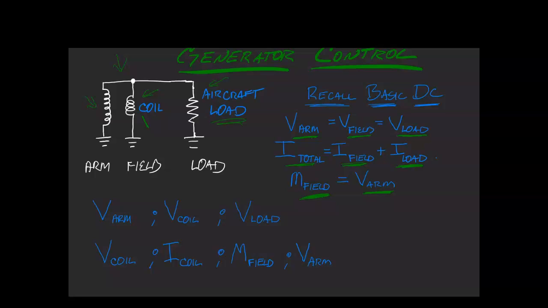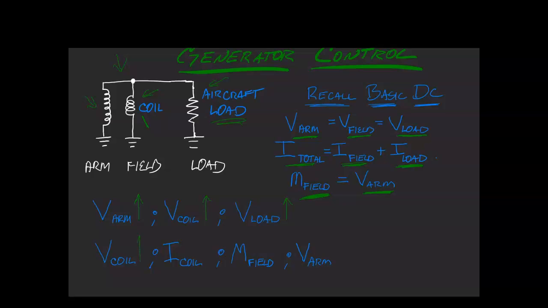So let's look at a typical case. We spin up our generator without any control, and the armature voltage will begin to increase as the armature is spinning faster and faster. As that increases, of course, the voltage on the coil increases, the voltage on the load increases. All so far so good.